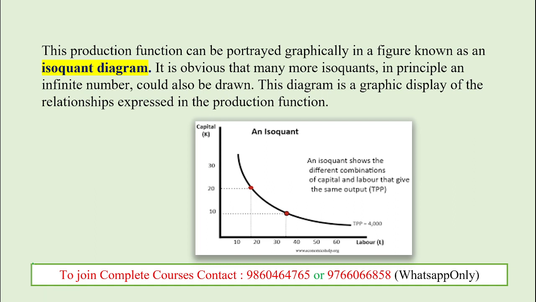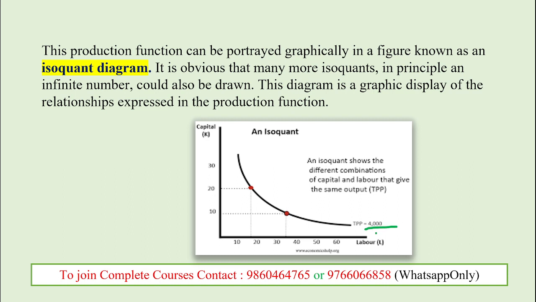Then this production function can be illustrated in a diagrammatic presentation, that is the isoquant. An isoquant shows the different combinations of capital and labor that will give the same quantity of output. Here we use two factors, capital and labor. First we see 20 units of capital and 20 units of labor, and then 10 units of capital and 40 units of labor. These two points will give the same quantity of output, that is 4000 units.